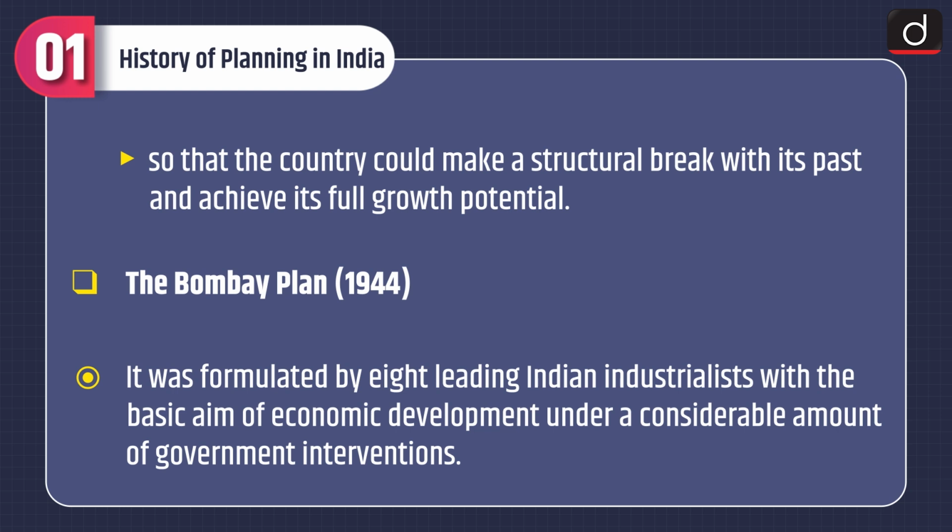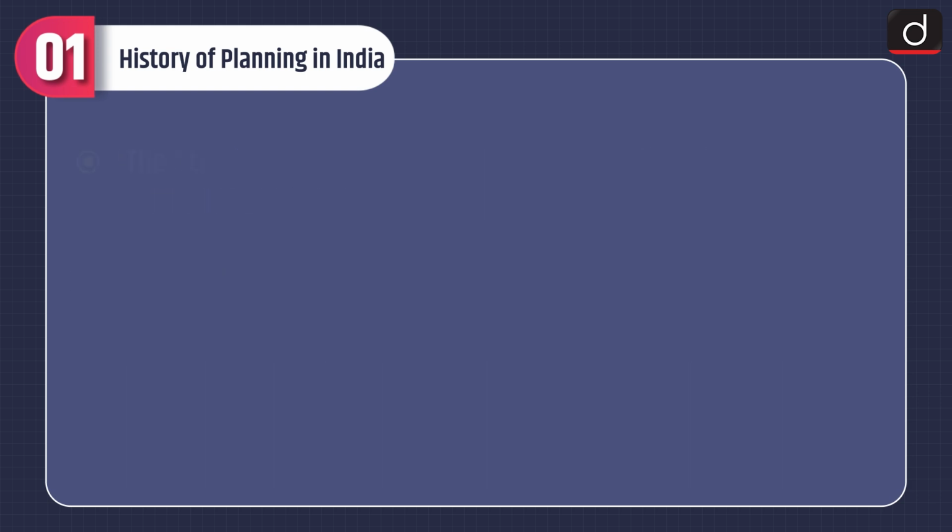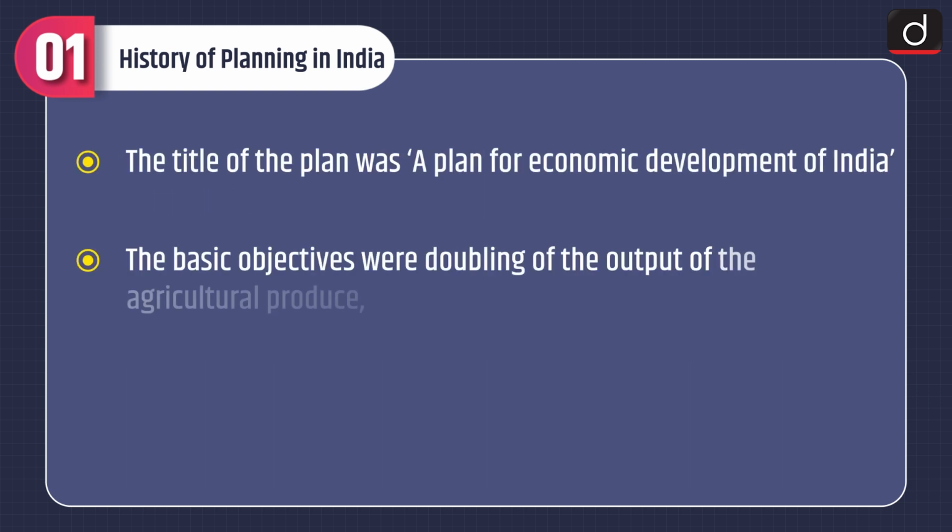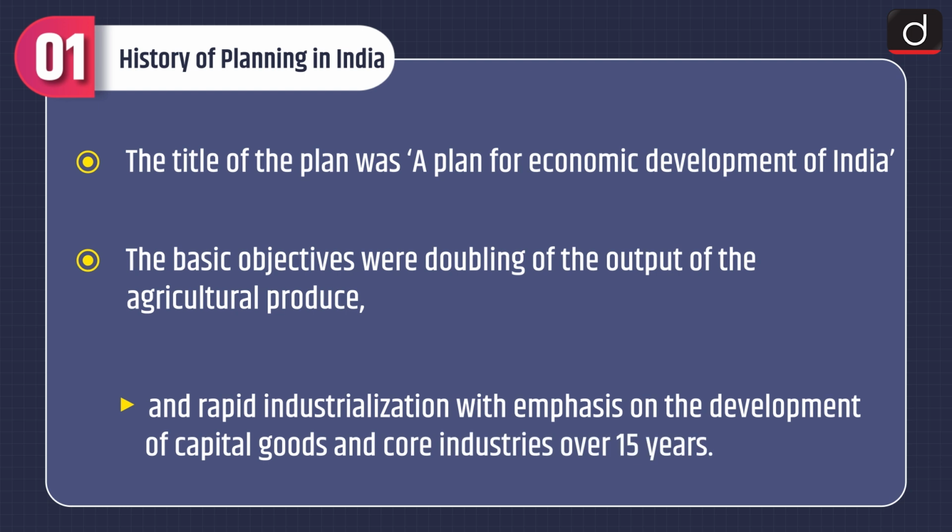potential. Next is the Bombay Plan of 1944. It was formulated by 8 leading Indian industrialists with the basic aim of economic development under a considerable amount of government intervention. The title of the plan was A Plan for Economic Development of India. The basic objectives were doubling of the output of agricultural produce and rapid industrialization with emphasis on the development of capital goods and core industries over 15 years.